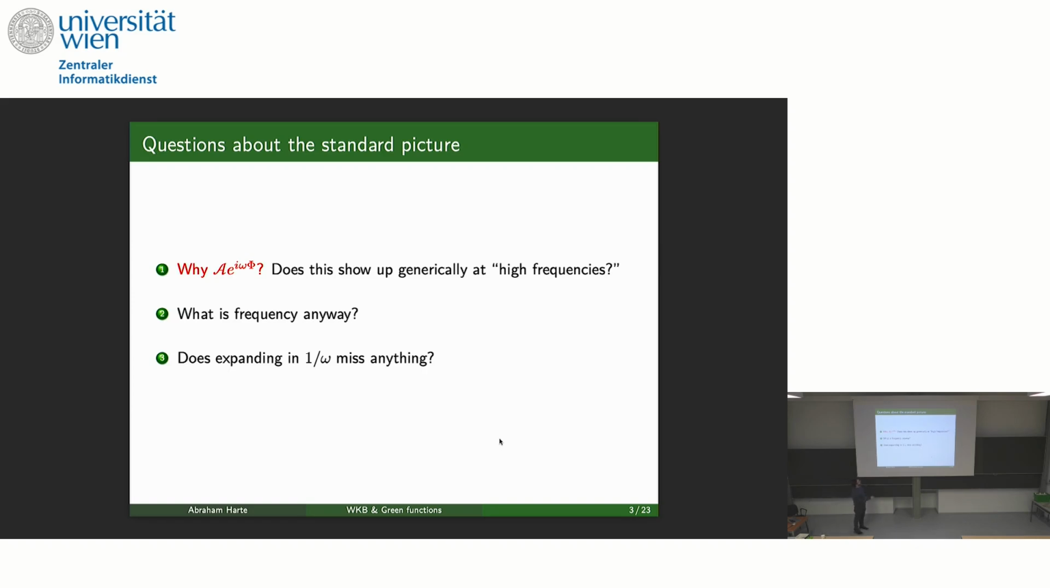And then what happens when you do this procedure is you get some expansion in, I'm going to call this frequency, even though I just said we don't know what frequency is yet. I'm going to call it frequency. Does expanding in powers of 1 over this thing, which is what you usually do when you take geometric optics and its perturbative corrections, does this miss anything? Does this miss anything in a qualitative sense? The answer, of course, is yes.